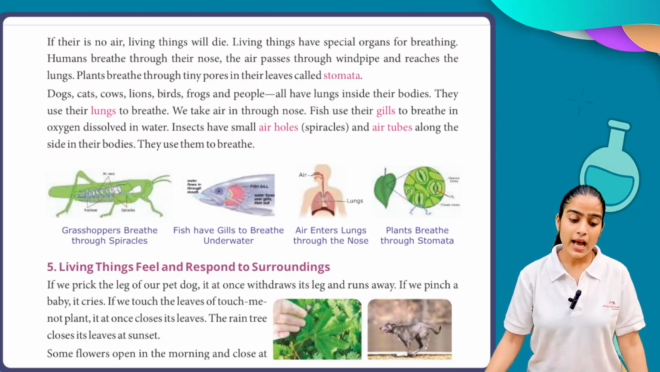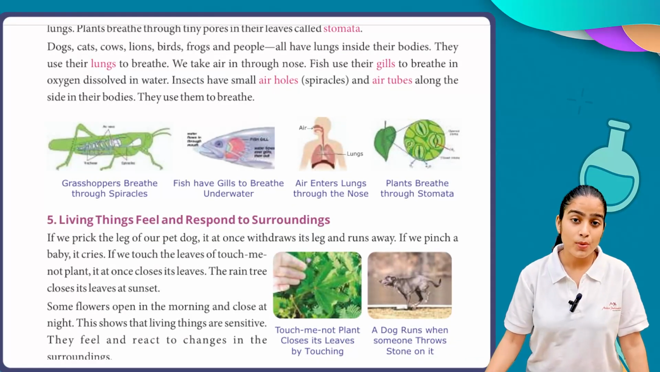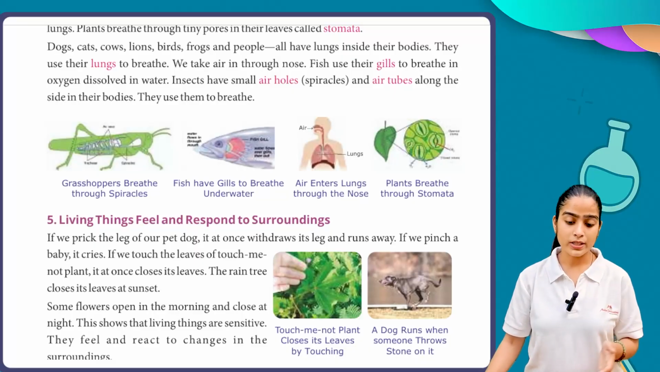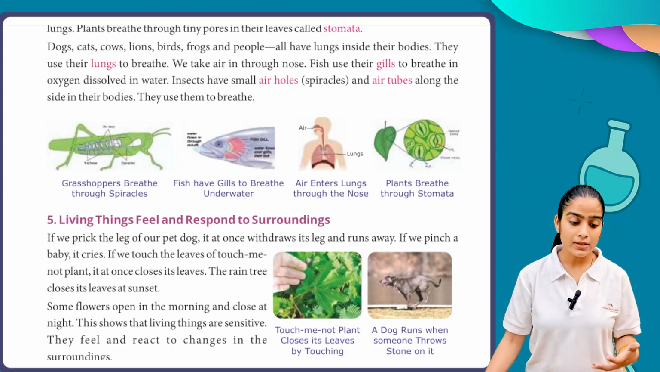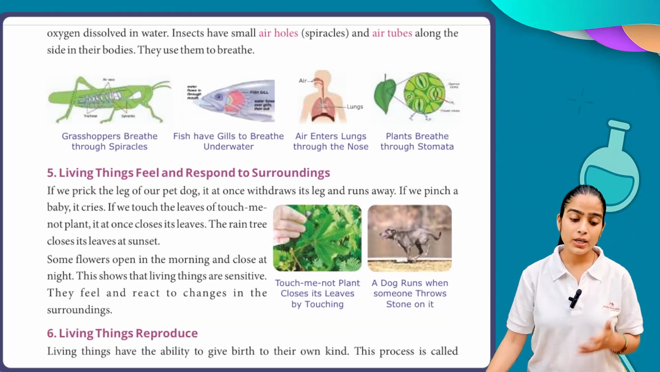So next, we have living things feel and respond to surroundings. It means we show reaction, we respond to the situation. If we prick the leg of a pet dog, it at once withdraws its leg and runs away. If we pinch a baby, it starts crying. If we touch the leaves of a touch-me-not plant, it at once closes its leaves. The rain tree closes its leaves at sunset.